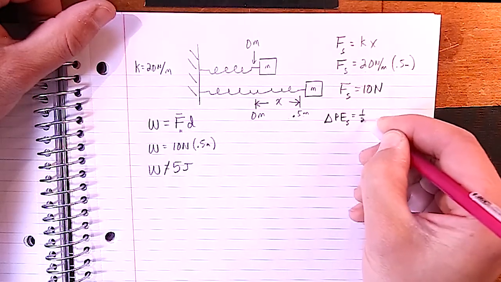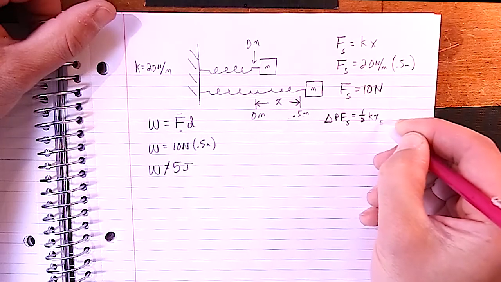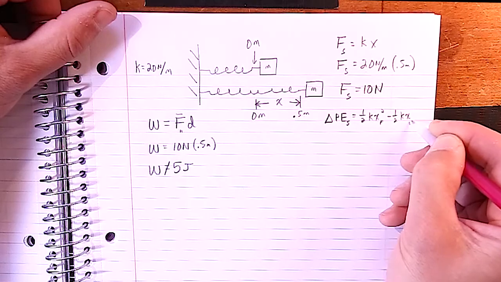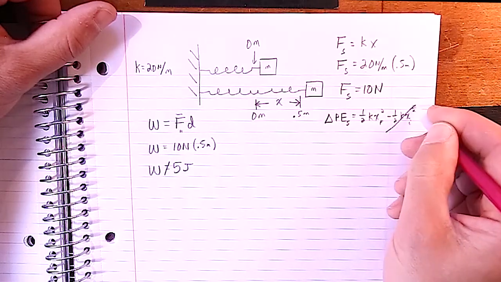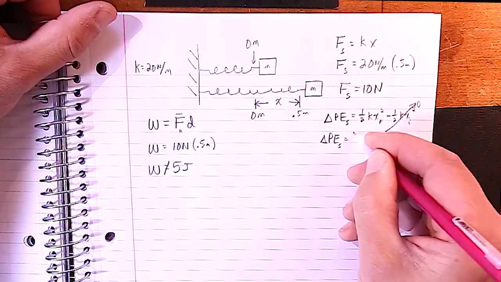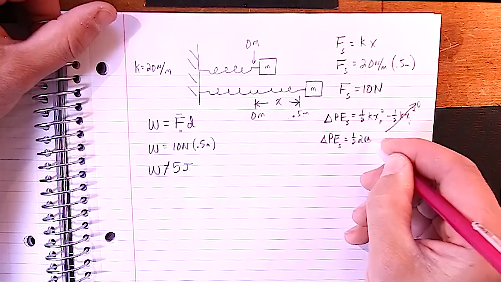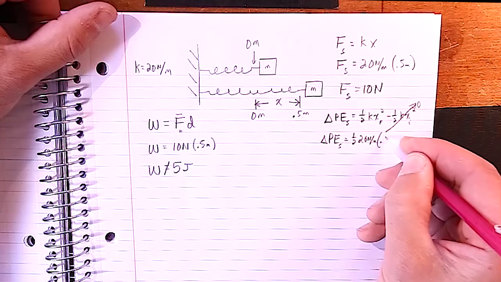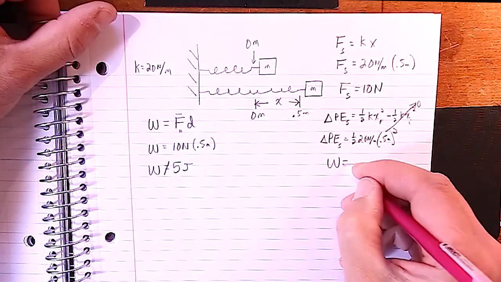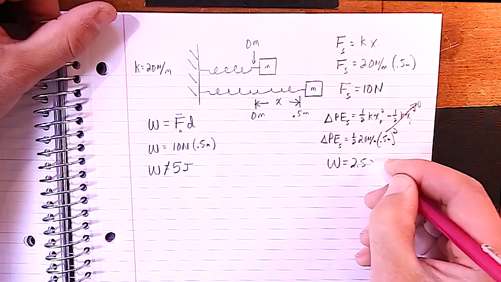And that's going to be 1/2 k x final squared minus 1/2 k x initial squared. It starts at 0. So our change in spring potential energy is 1/2 times 20 newtons per meter times our x final, 0.5 meters squared, and we get a different answer. We get 2.5 joules.